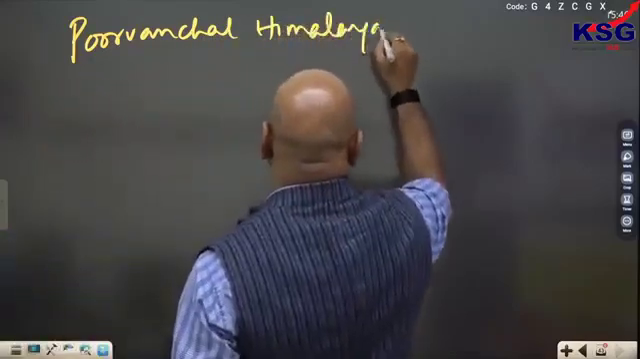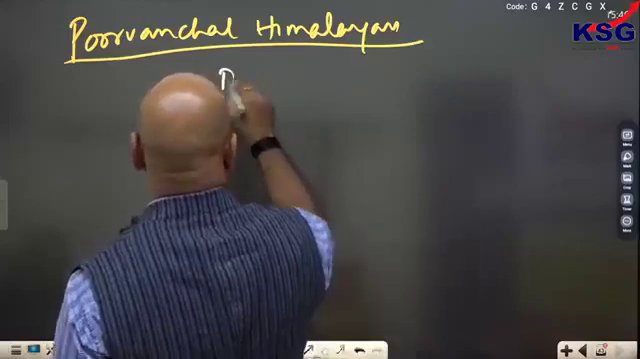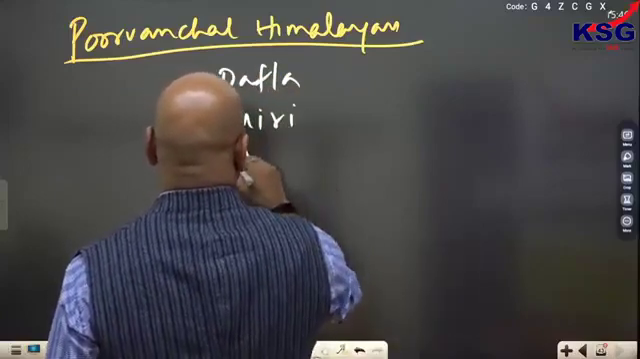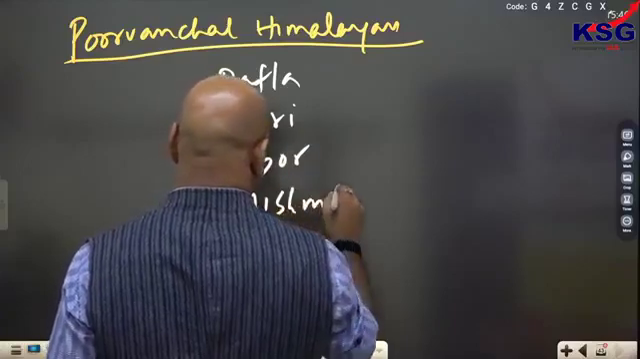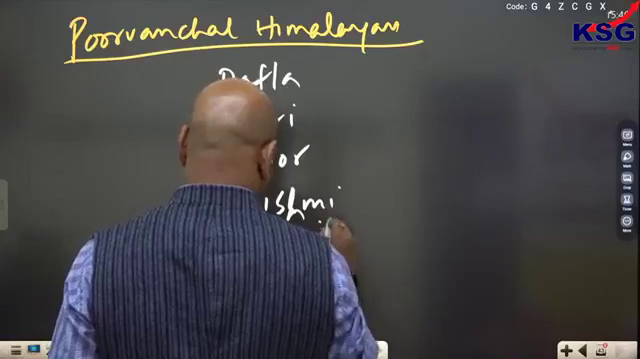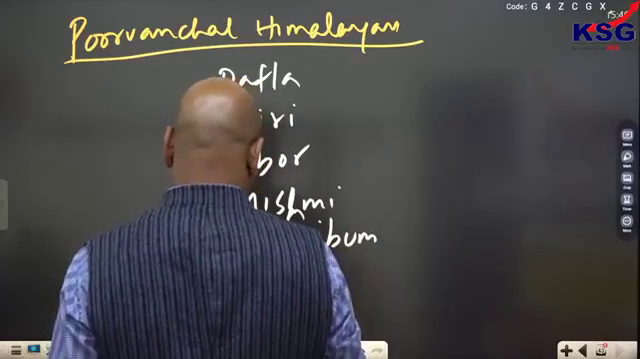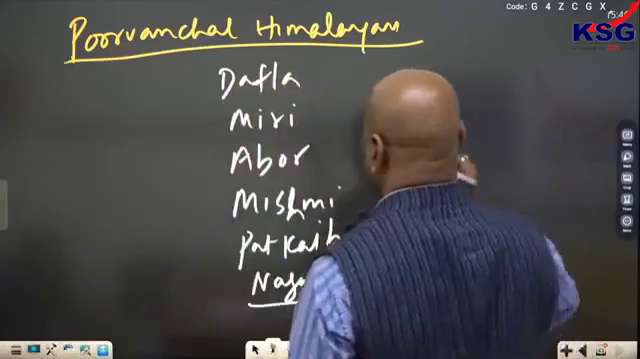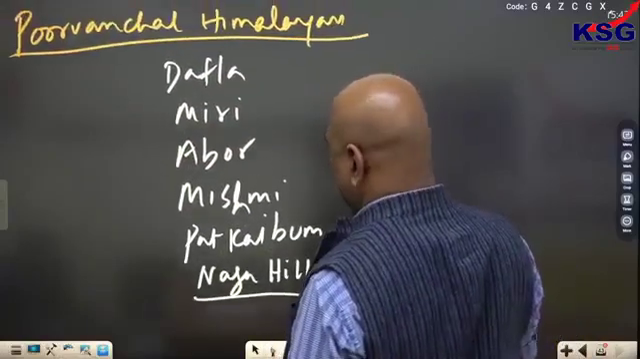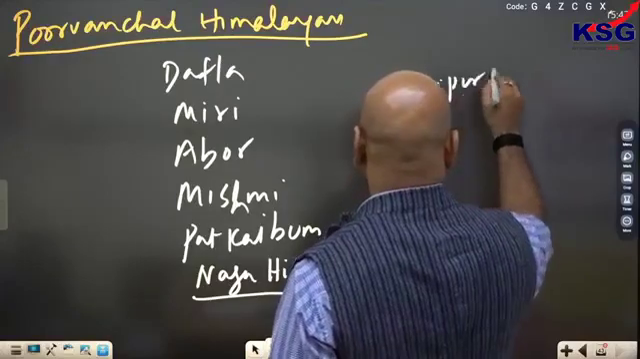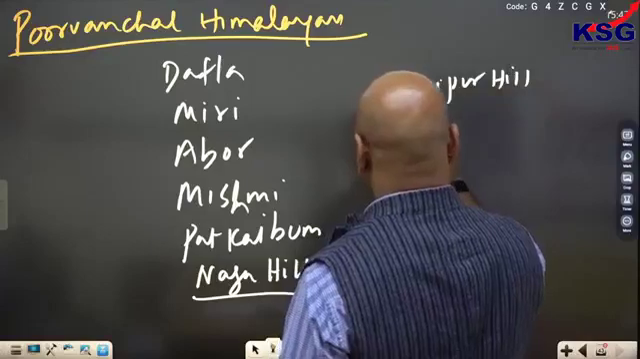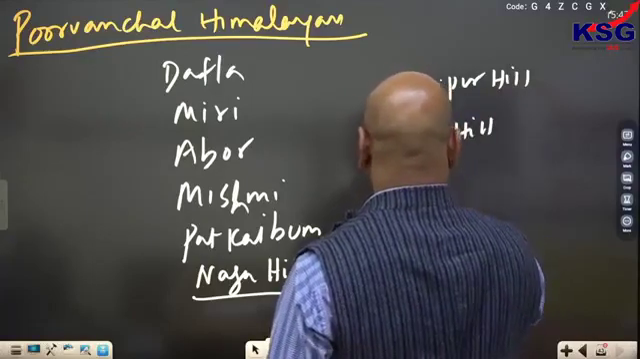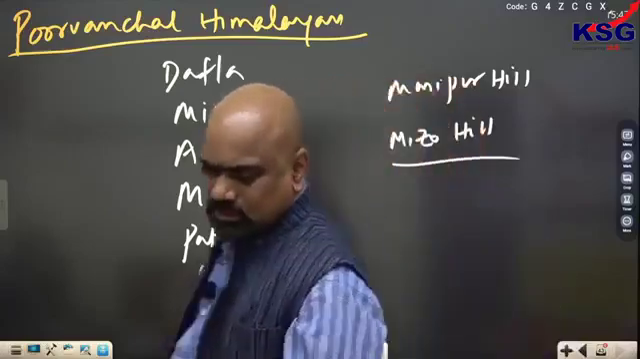Let me write one thing. Purvanchal Himalaya. It includes, as I said before, the Dafla, Miri, Abor, Mishmi, Patkai-Bum. Then you have the mountains of Naga Hill. Got it? Naga Hill. Then which one is there? Naga Hill, Manipur Hill, Mizo Hill, and Mizo Hill. Tripura is a very small hill. Mizo Hill is very important. Can you see all those things?